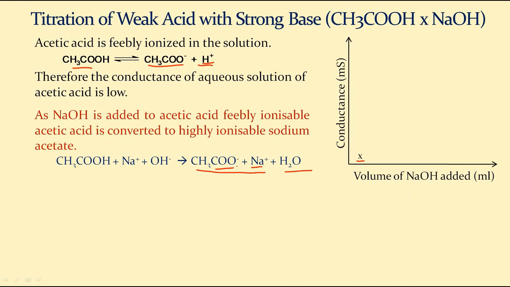At this stage, due to the common ion effect, the acetic acid equilibrium is suppressed. It will suppress the formation of acetate and H plus ions. Only acetic acid remains, and sodium ions are present there. The mobility of the sodium ions is very low. That is the reason that in this titration we observe a slow increase in the conductance.